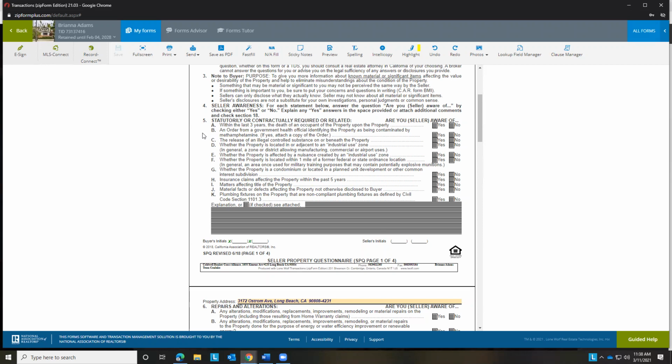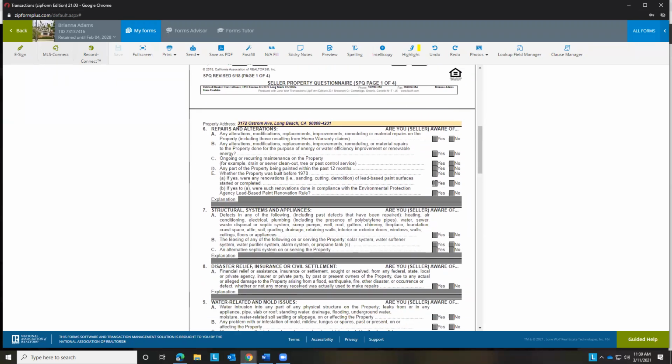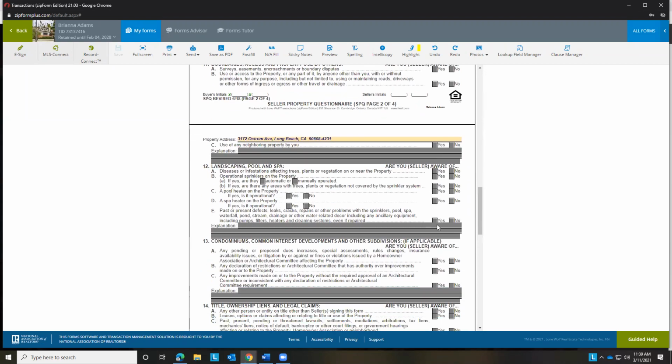And even if it's a successor trustee who never lived in the property, the question is, are you aware? Which means if they don't know the answer, they're not aware of it, and it's all no. If you have a successor trustee that's selling the property, just have them write right here, I've never lived on the property, in the explanation area. It's pretty simple. Make sure all of these boxes are checked.